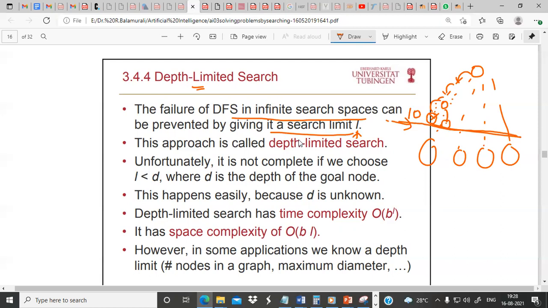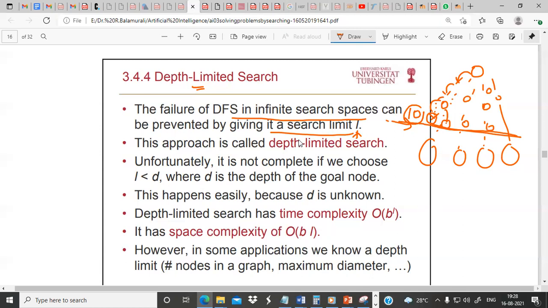By doing that, if the solution is available somewhere within this depth 10, then it is sure that we will find the solution. That solution can be anywhere. It can be in this path or this path, it can be in any path. But still we can find the solution, because the algorithm is now not going to follow an infinite path in which there is no solution.